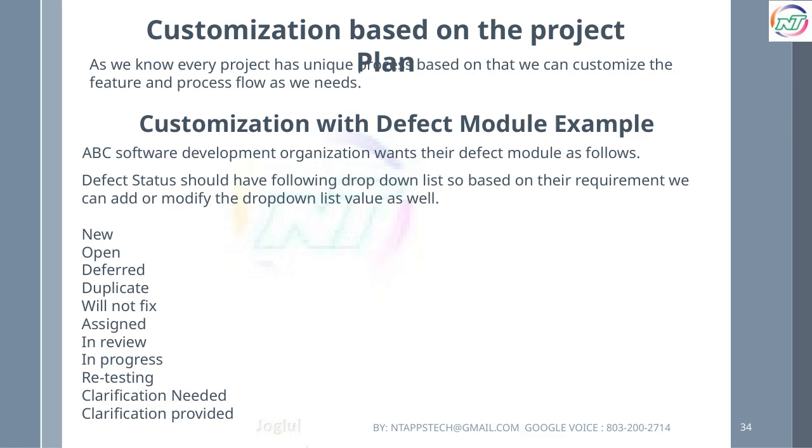The drop-down list could include statuses like new, open, deferred, duplicate, will not fix, assigned, in review, in progress, retesting, clarification needed, and clarification provided. This flexibility allows teams to adapt the defect tracking process precisely to their operational standards. Customization like this ensures that defect management stays aligned with the team's existing procedures and enhances overall efficiency. Let's move on to the next slide.